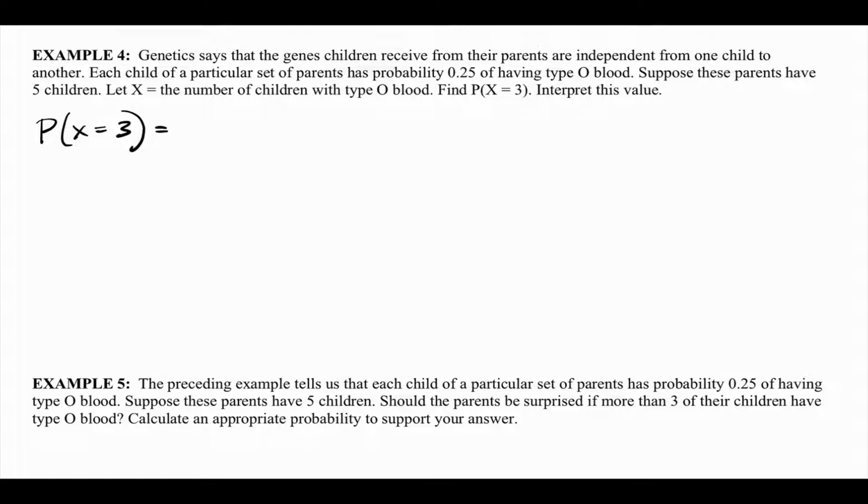First thing is, what is X? What does X refer to? When we use the letter X, what are we talking about? Number of children with type O blood, exactly. Okay, number of children with type O blood. Okay, so we want to know out of the 5 that were there in the family, what is the probability 3 of them are going to have that type blood? That's what we want to know. Okay, next question. Is this binomial distribution?